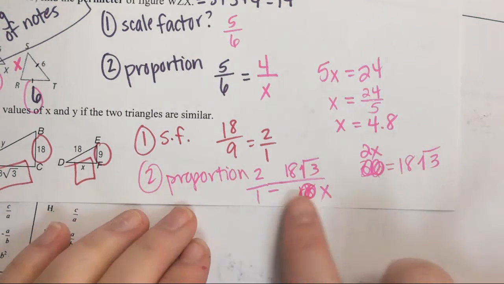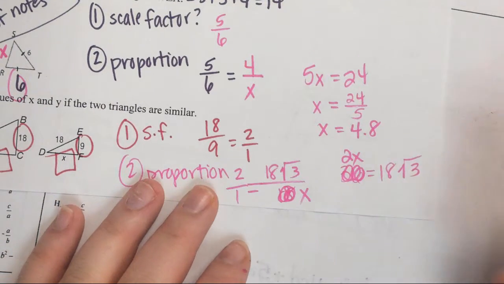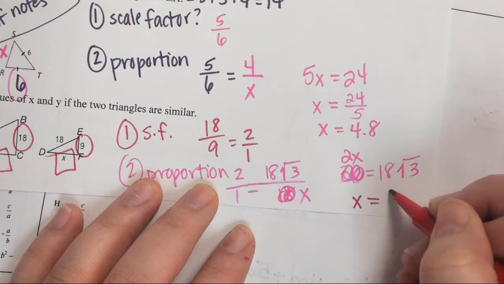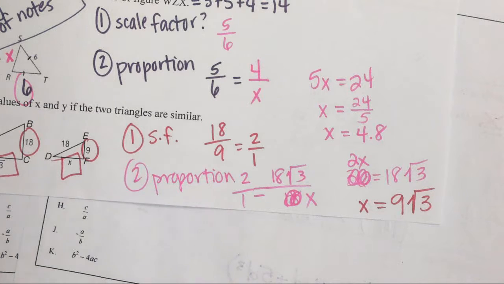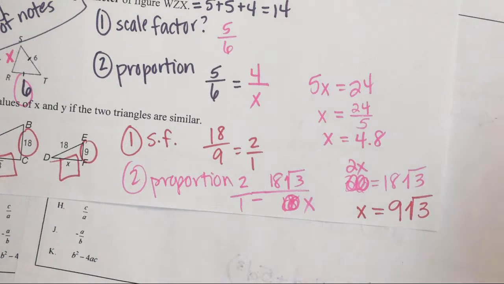When I cross multiply, I get 2x equals 18 square root of 3, and it ends up being 9 square root of 3, but if you, like Miss Jessica, converted it to a decimal, that's fine. You would have gotten 15.59. That is fine.